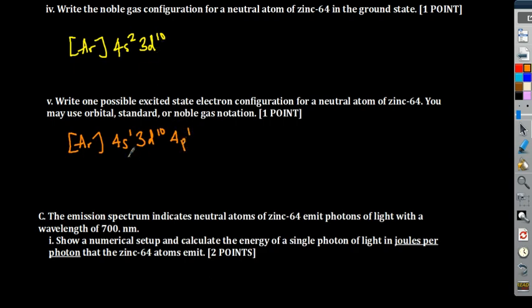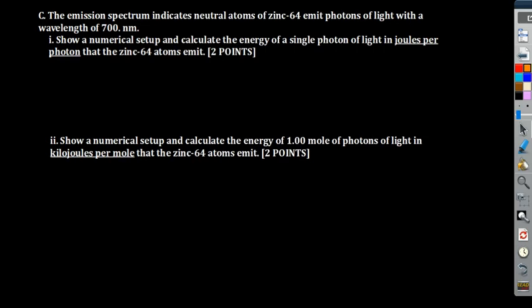So notice that I still have the same total number of electrons. It's still a neutral atom of zinc, but I'm just showing you one example of how one of those electrons has moved up to a higher energy orbital than it would otherwise occupy. There's lots of options here that you can come up with. This is just one example. All right, let's do some math.